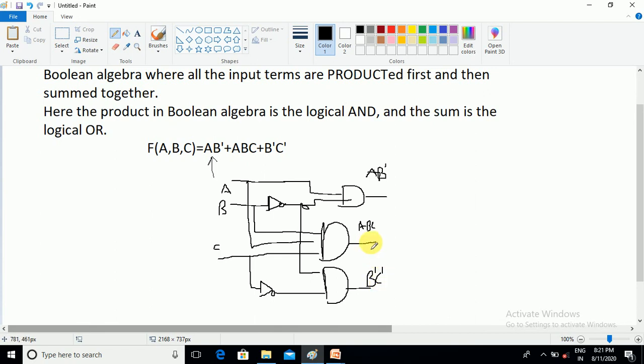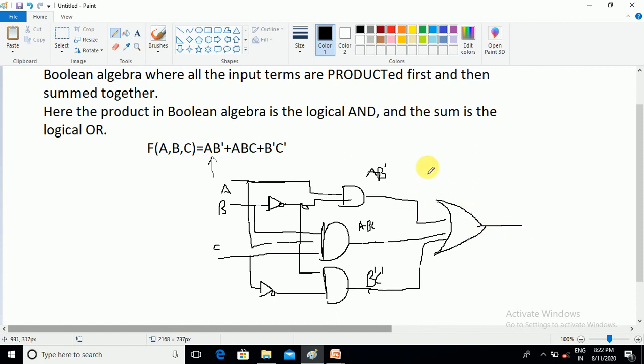Now, after generating each term from the AND gates, these three are summed to each other. This is one product term, this is another product term, and this is one more product term. All are summed to each other, which will create the sum of products. They are summed at the end. This is an OR gate. The OR gate will create the summing.